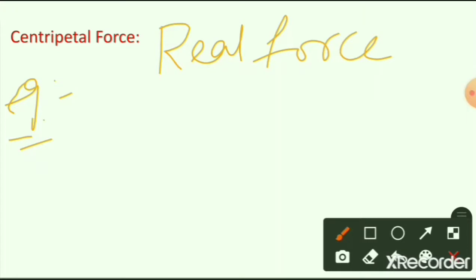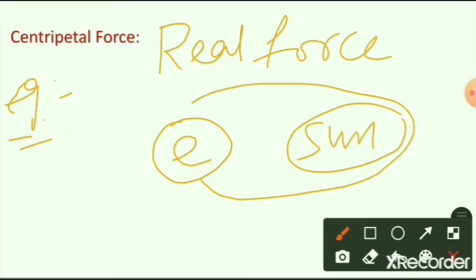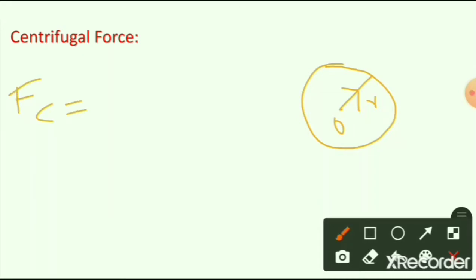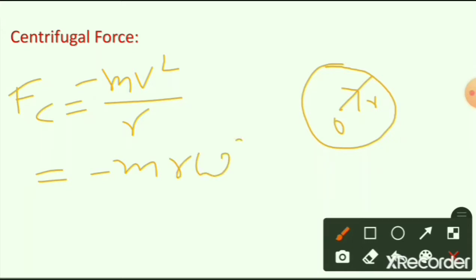Example, Earth revolving around the sun is a centripetal force. Then centrifugal force. The force acting away from the center is called centrifugal force. Centripetal force is plus mv square by R. The centrifugal means away from the center, so minus mv square by R, then minus m R omega square. This minus indicates opposite direction. Centrifugal force is an imaginary force.